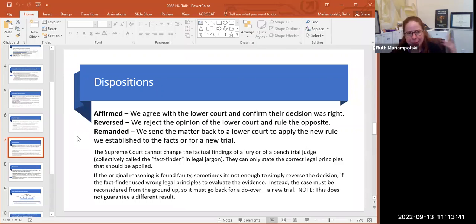So basically, as you can imagine, in some kinds of cases, and it's very common in criminal cases, the case has to be remanded because the problem was interpretation of the evidence. So there's different kinds of issues that the court may hear. Again, you may see affirmed, reversed, remanded. You may see reversed and remanded sometimes.